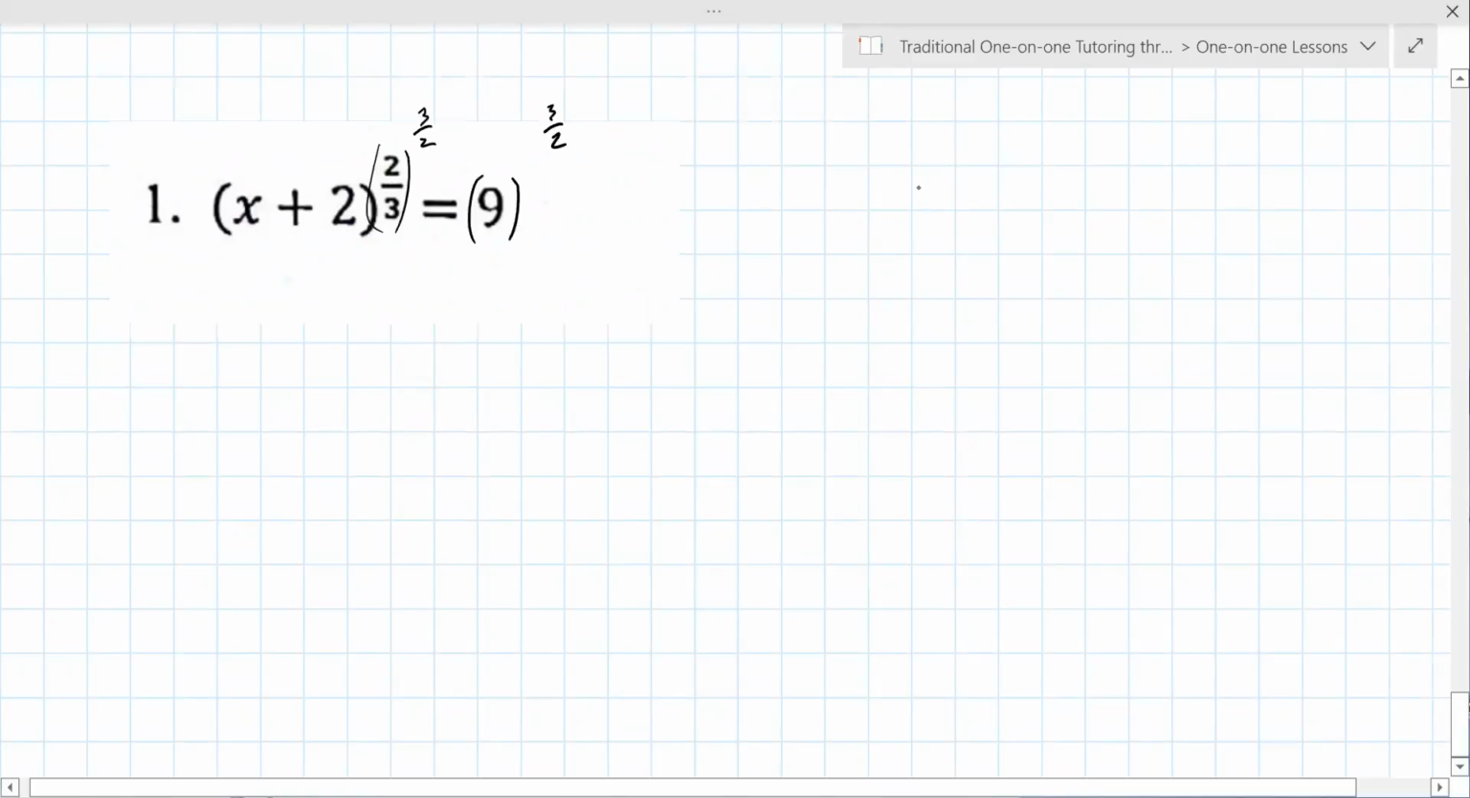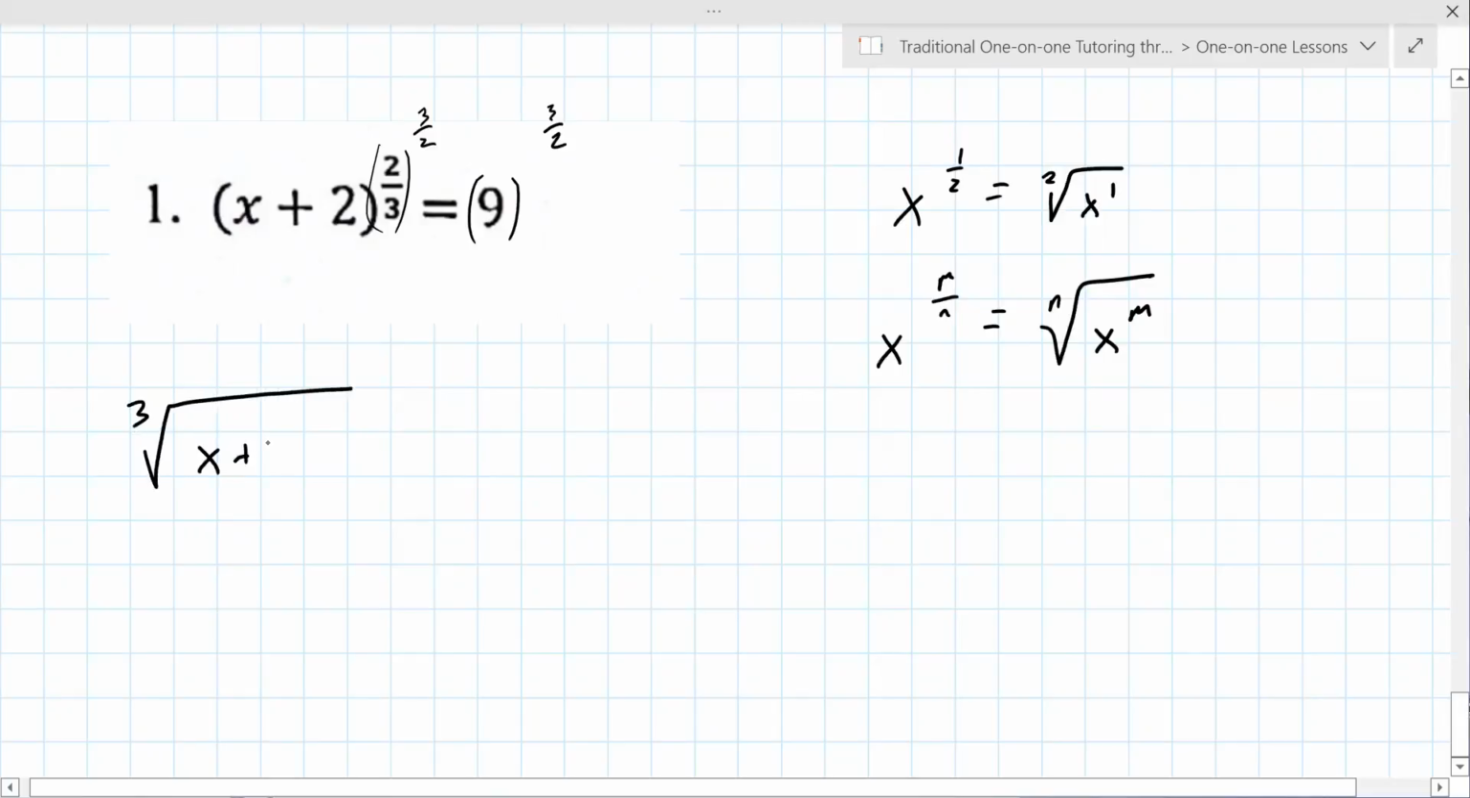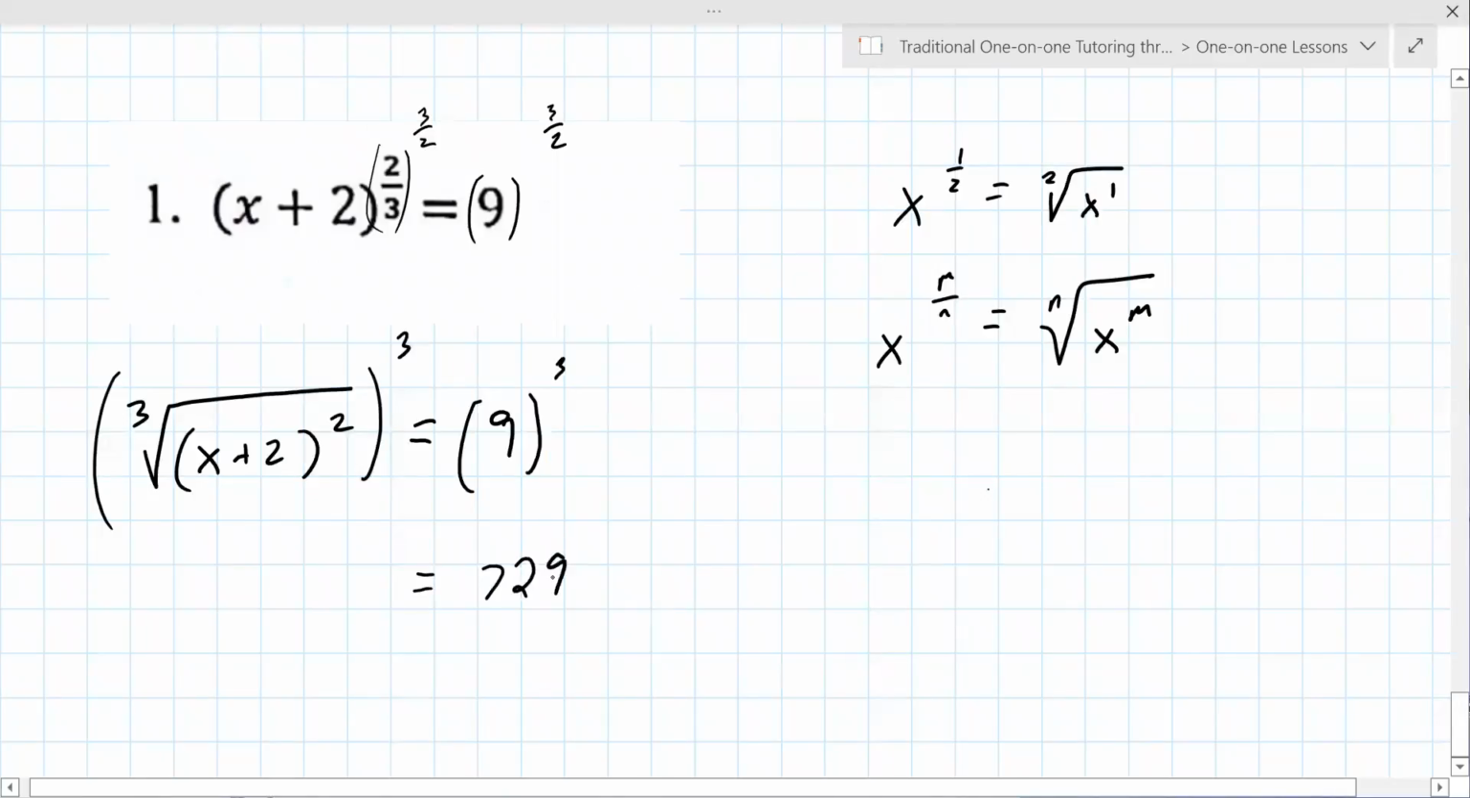So let's use that. X to the 1/2 means it's the square root of x to the 1, and whatever's on top goes outside. It's the nth root of x to the m. So that means that it's the cube root of x plus 2 squared equals 9. Okay. How do you undo a cube root? Well, you cube both sides. So that's 9 times 9 times 9. It ends up being 729.